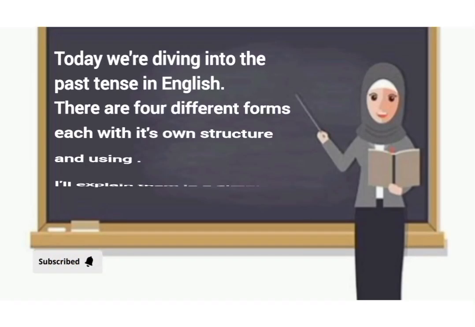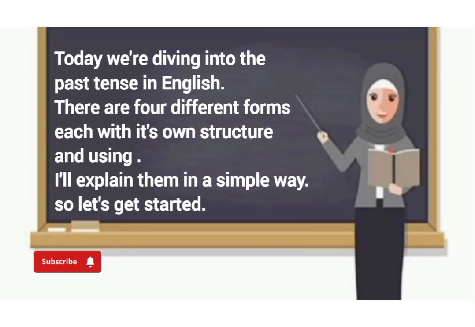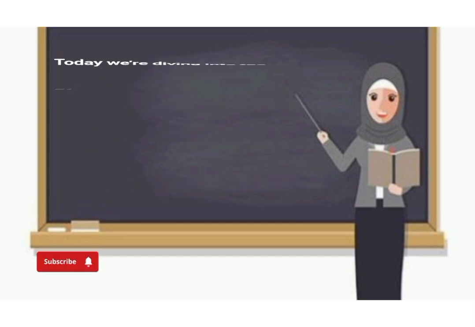Today, we're diving into the past tense in English. There are four different forms, each with its own structure and usage. I'll explain them in a simple way, so let's get started.